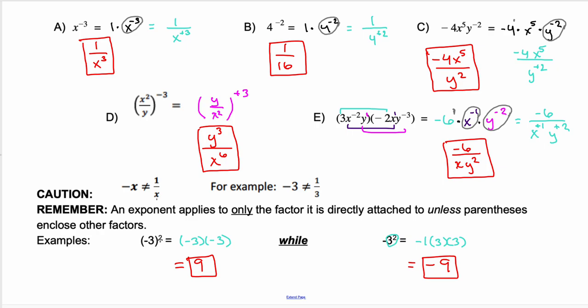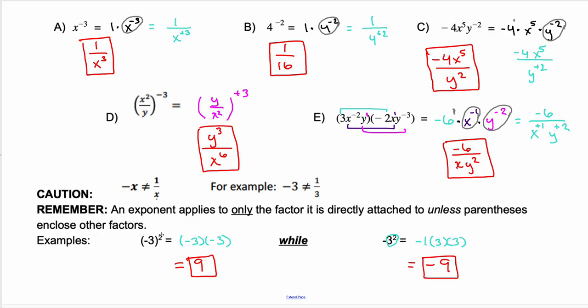Parentheses are your backstabbing best friends. If you do not utilize the parentheses correctly, it will do the order of operations incorrectly. So please make sure that if you're dealing with exponents, that you see what the exponent is directly attached to. Don't assume that it's attached to everything, only what it is directly attached to.